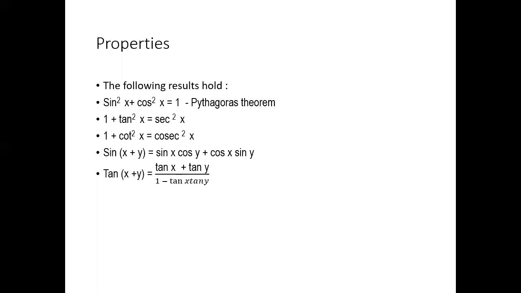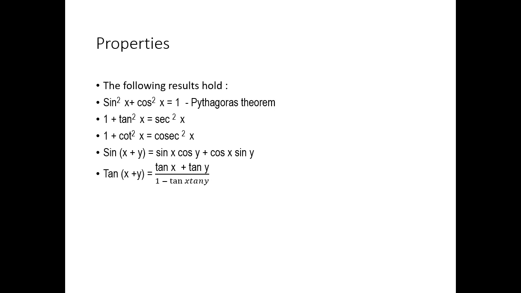Then I asked you to read on some properties of trigonometry. These are some basic rules on trigonometry, which I expect you to know. That is, sine squared of x plus cos squared of x should be equal to 1. We call that the Pythagoras theorem. Then 1 plus tan squared of x should be equal to sec squared. 1 plus cot squared of x should be equal to cosec squared.